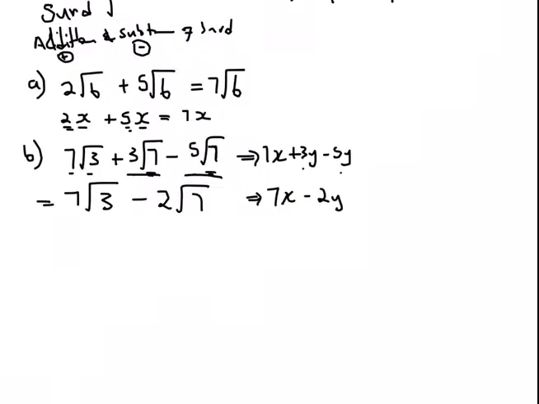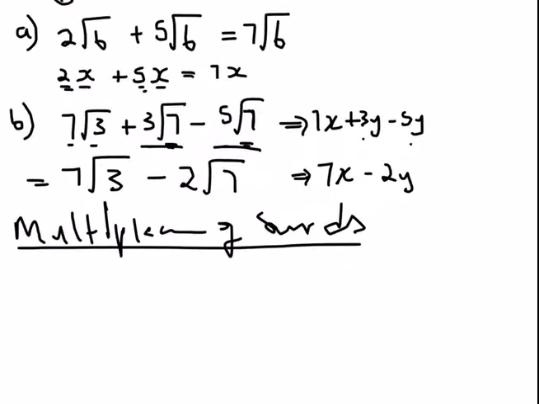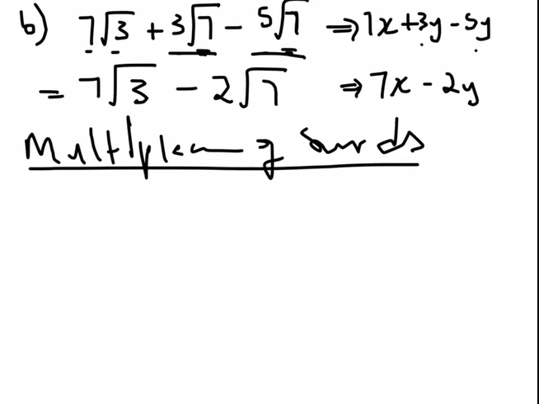So now let's do multiplication of surds. Let me write it down like I did for that one: multiplications of surds. So let's see. Let us say for some reason you are given, let's do this as a, you have square root of a, and this square root of a is multiplying square root of b.